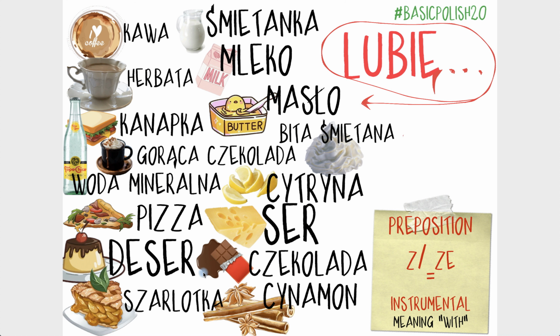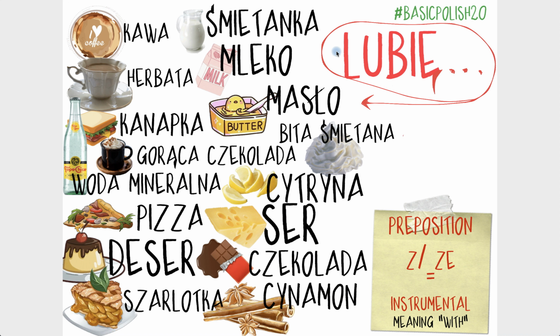Dessert with chocolate. Deser z czekoladą. Apple pie with cinnamon. Szarlotka z cynamonem. Now, my dear students, now let's combine it with lubię. As you know, as you remember, lubię is I like.